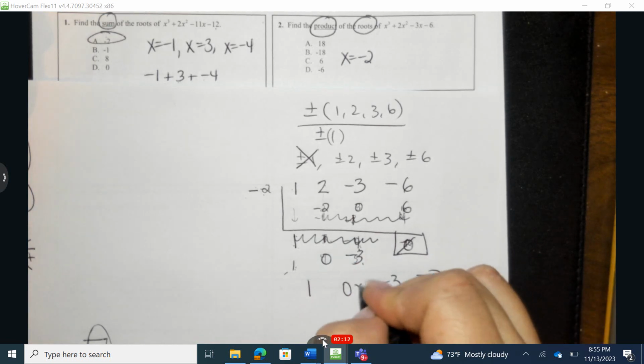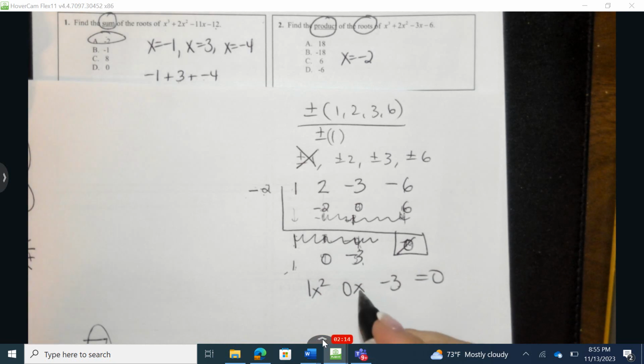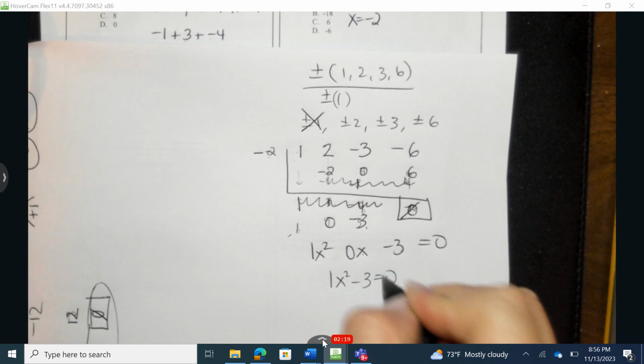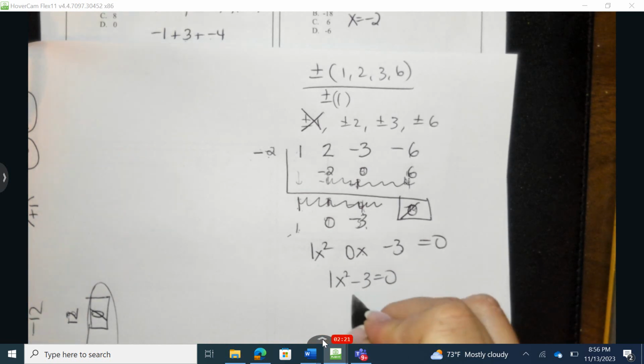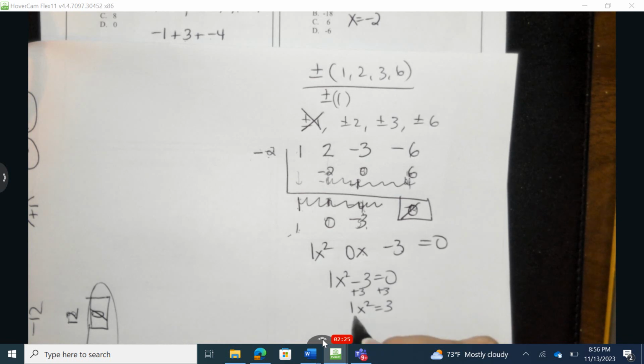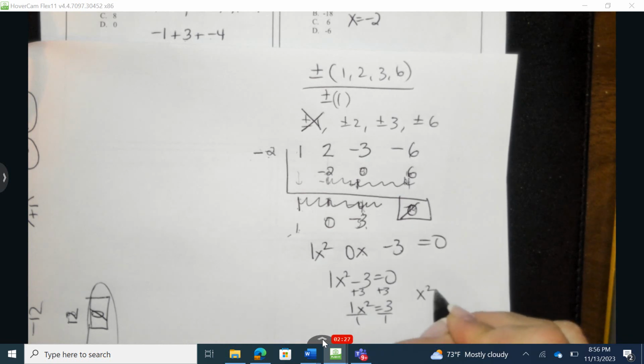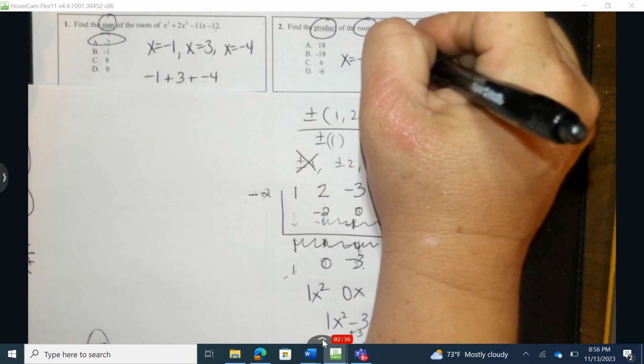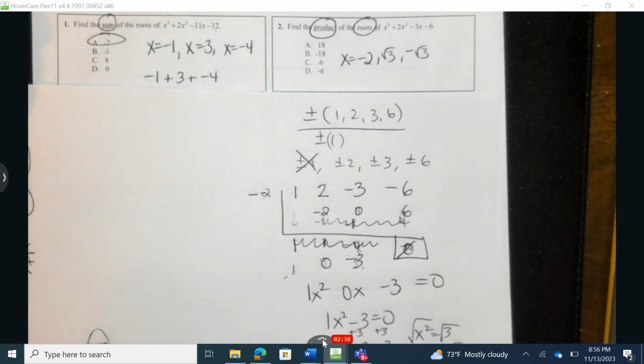So no x's, 1x, and 2x's. Well, 0 times anything is still 0. So I have 1x squared minus 3 equals 0. I'm going to solve, and I know I'm going to have 2 answers. I'm going to add 3 to the opposite side. 1x squared equals 3. Dividing by 1 doesn't change anything. x squared equals 3. I get 2 answers. Well, what are the 2 answers? Plus or minus the square root of 3. So here are my 3 answers, and now I need to multiply them.